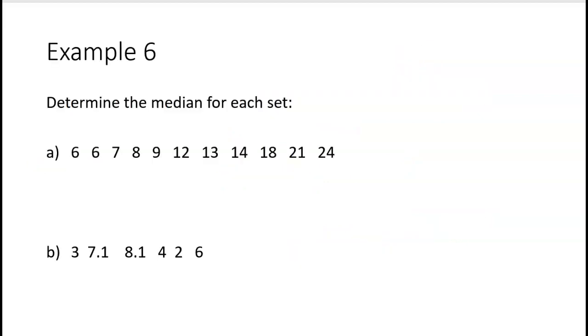Let's do an example. Determine the median for this set. So 6, 6, 7, 8, these look all in order. So bottom, top, pause. That's going to be the trick. Bottom, top, pause. Bottom, top, pause. Bottom, top, pause. Bottom, top, pause. That is the median. The median is 12.